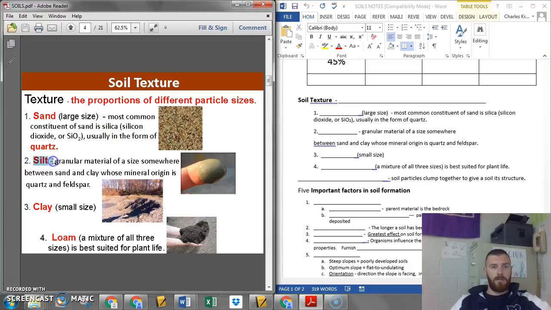You have silt, which is a little bit smaller than sand, which is a granular material of size somewhere between sand and clay, whose mineral origin is quartz and feldspar. You have clay, which is a small size, and then loam, which is a mixture of all three sizes and is best suited for plant life.